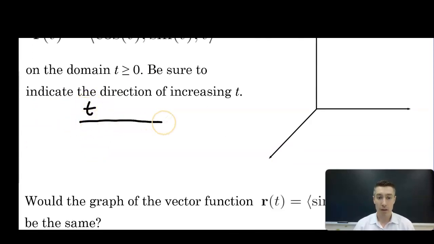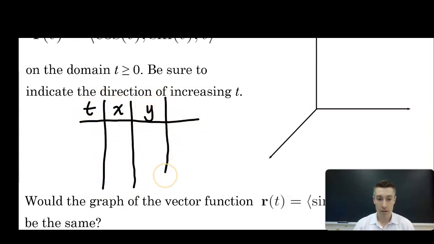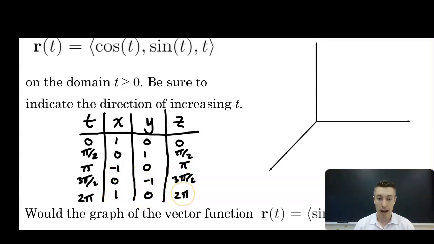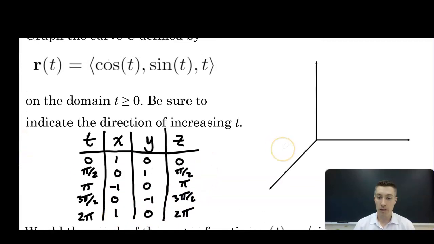So t, now this table will have more columns because we need an x, a y, and a z. So 0, pi over 2, pi, 3 pi over 2, and 2 pi. And we plug in, so we'd have 1, 0, 0. 0, 1, pi over 2. Negative 1, 0, pi. 0, negative 1, 3 pi over 2, and 1, 0, 2 pi. And now let's plot these points as best we can.